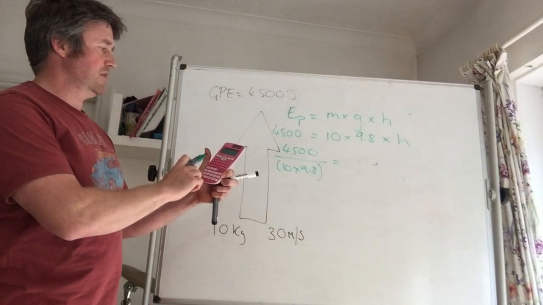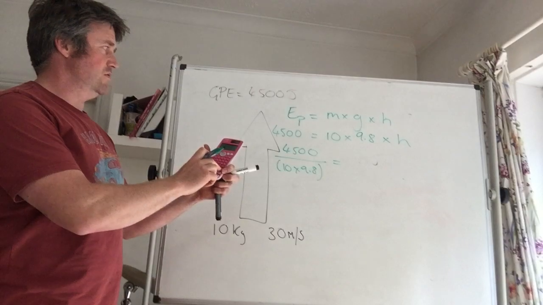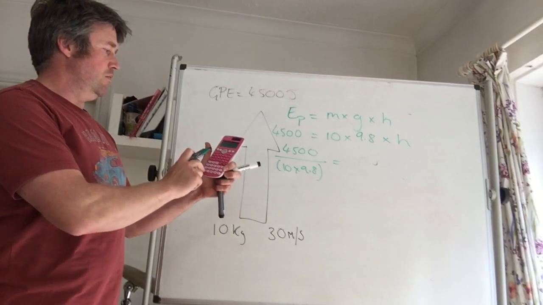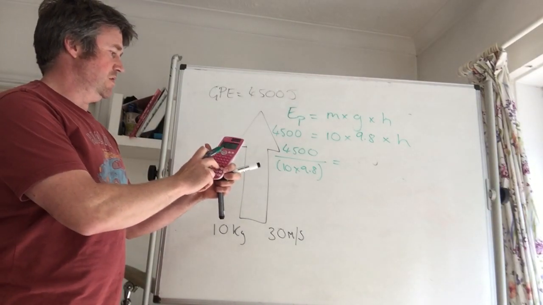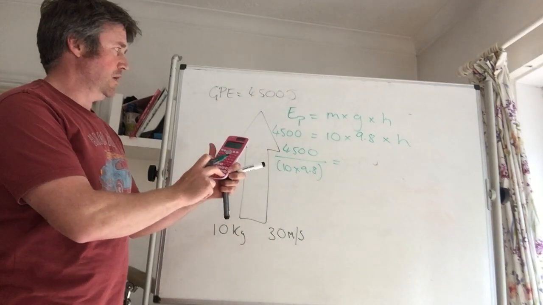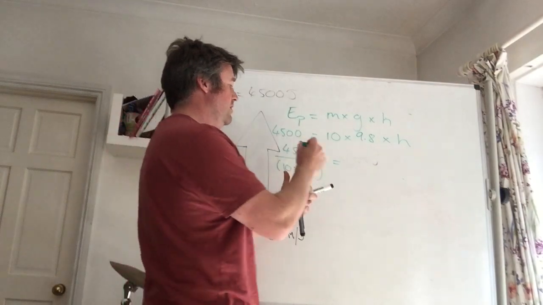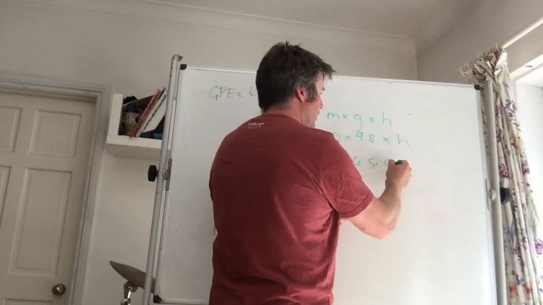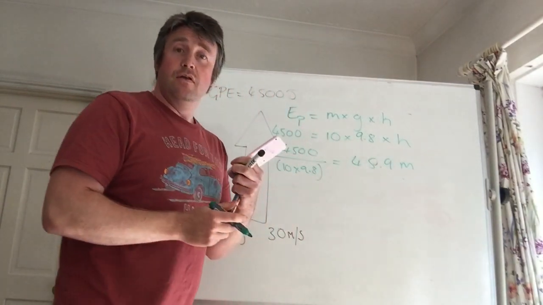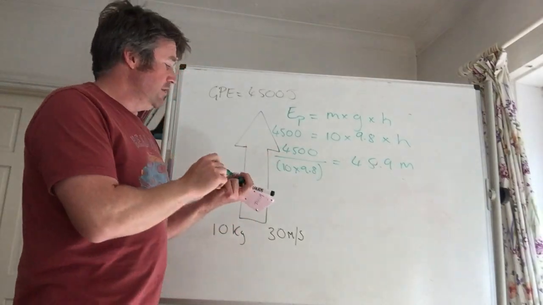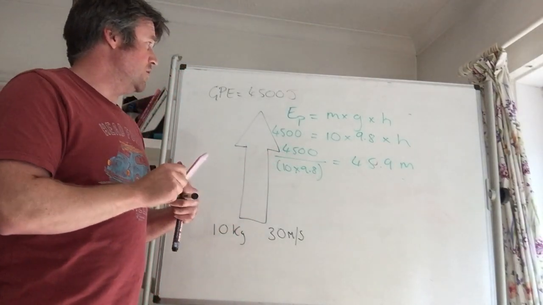So I put that into my calculator: 4,500 divided by bracket 10 times 9.8, closing bracket. That comes out at a height of 45.9 metres. So quite a height that it got to.